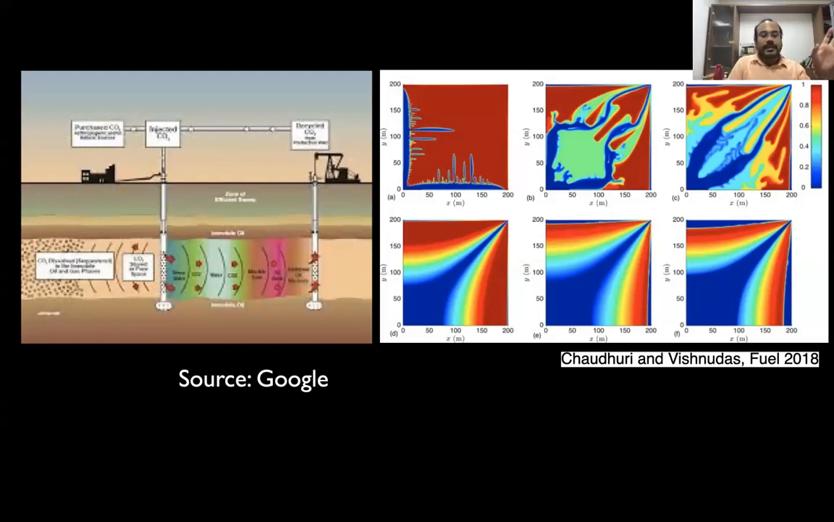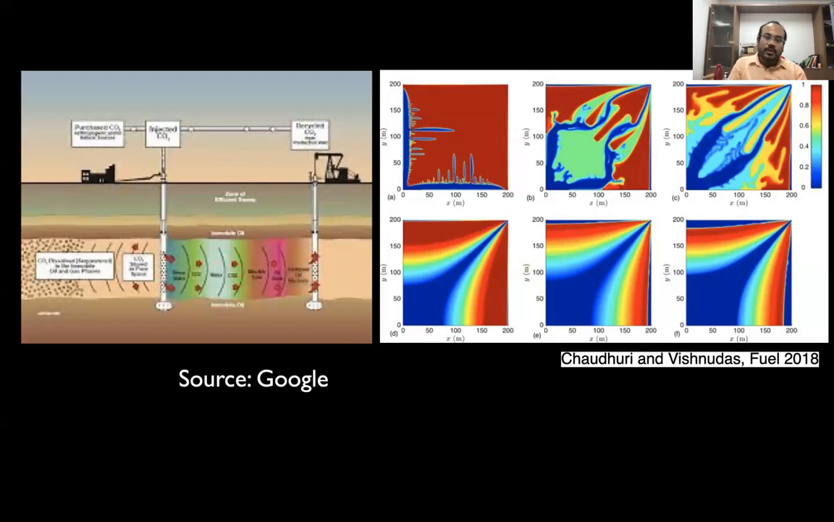Anyway, on the left-hand side picture, you see that from the left vertical column we inject the CO2, and underneath is the oil, which is being displaced by the CO2 and then extracted from the other vertical well. This is basically the enhanced oil recovery process.